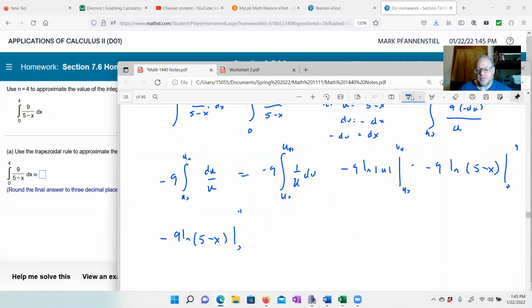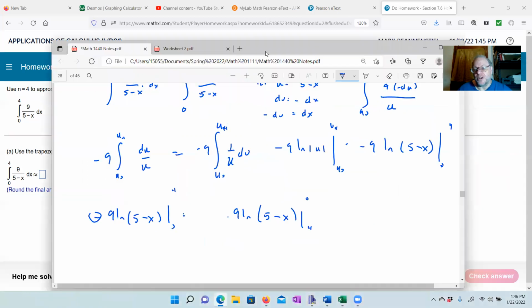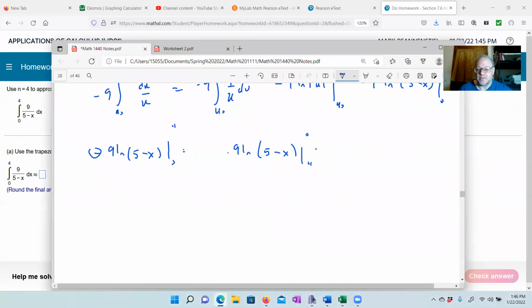One other little trick you can do: notice there's a negative sign here. We can put this inside with the limits. So this is 9 natural log of 5 minus x, and we have a 4 to a 0. I took the negative outside and swapped these. That might make computation a little bit easier for you, might not. So this is 9 natural log 5 minus 0, minus 9 natural log 5 minus 4. 5 minus 4 is 1.